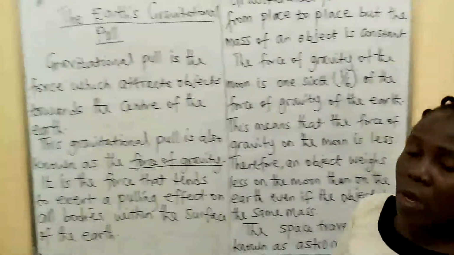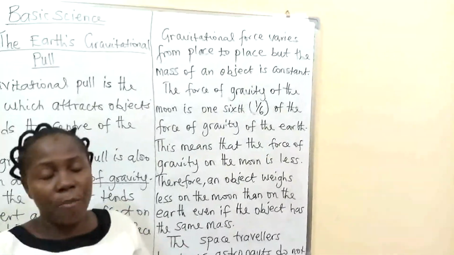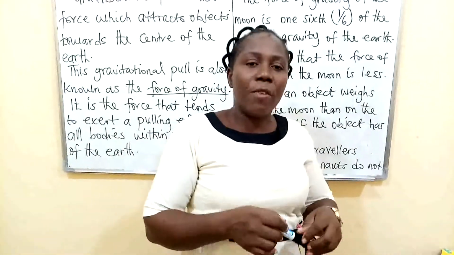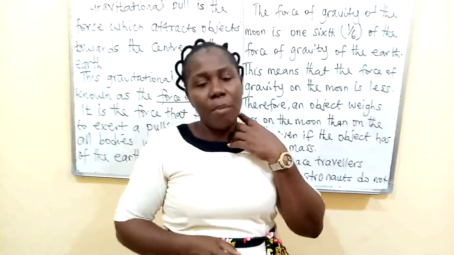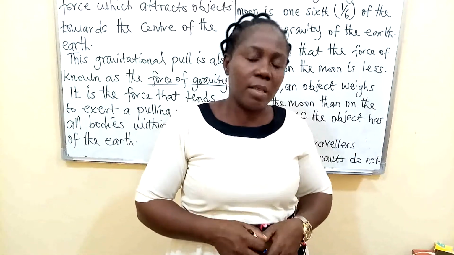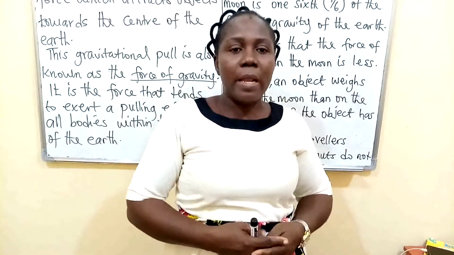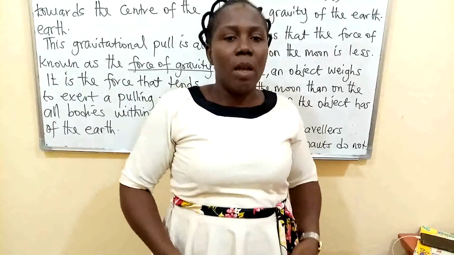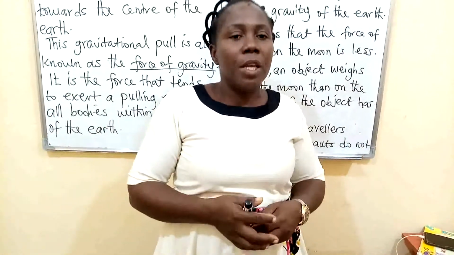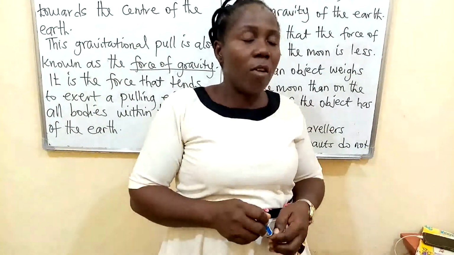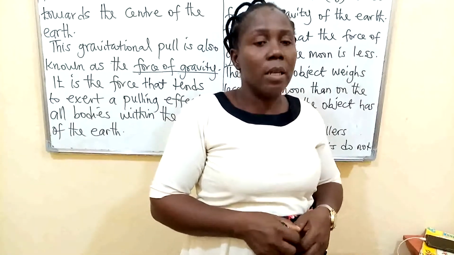All right. Also, we have said that gravitational pull, or gravitational force, varies from place to place. And we also said that the force of gravity on the moon is 6 times less than the force of gravity on the earth. That is 1/6. And that is why objects that can stand here on earth may not be able to stand on the moon, even though the mass content, that is what that object is made of, remains constant.